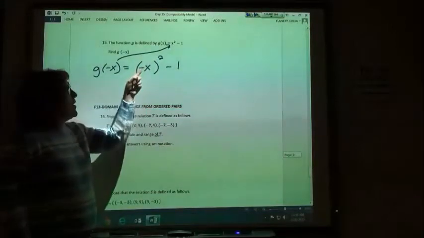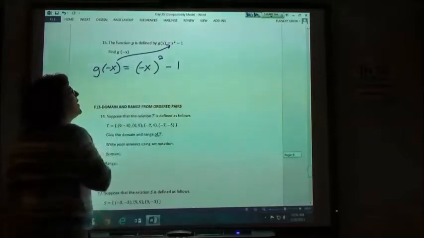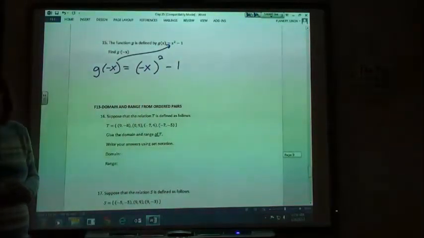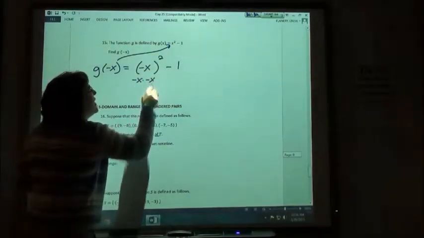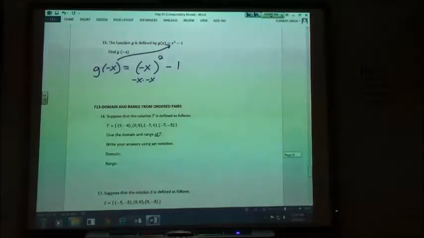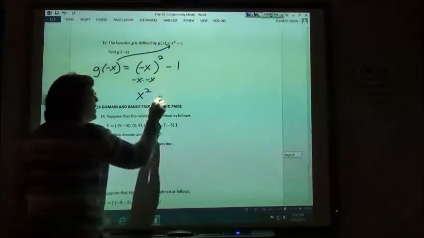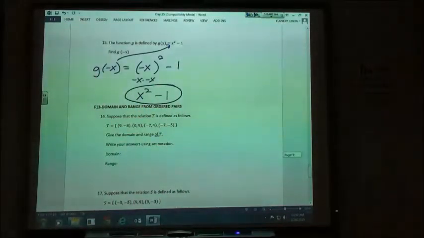So if I square negative x, what does that mean? When I square something, what does it mean? You multiply. We multiply a negative x times a second negative x, right? And what is a negative x times a second negative x? A positive x squared. And then I just have that minus 1. I can't combine those, so there's my answer.